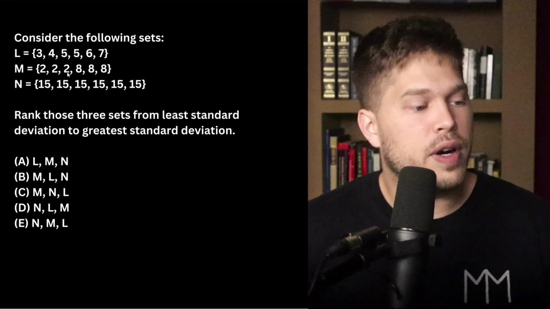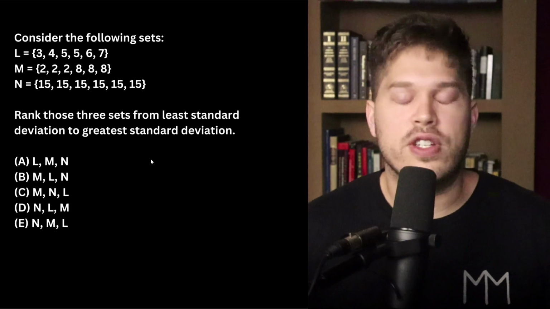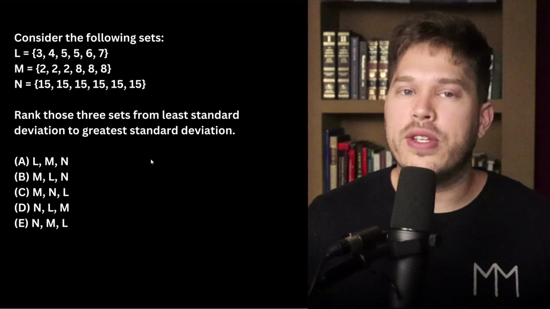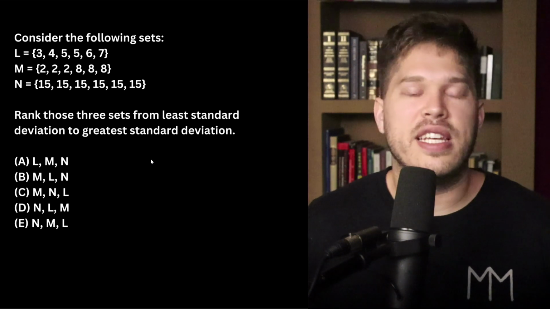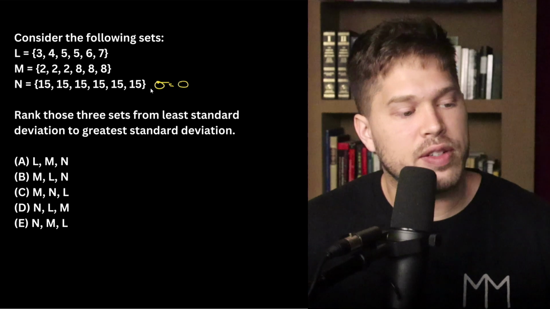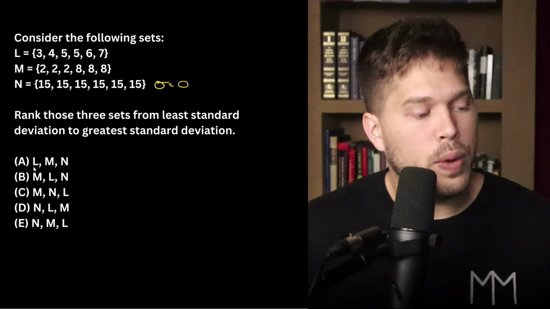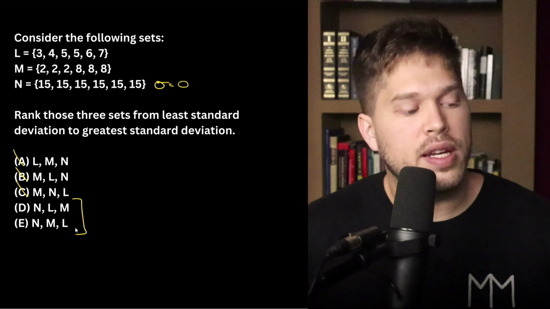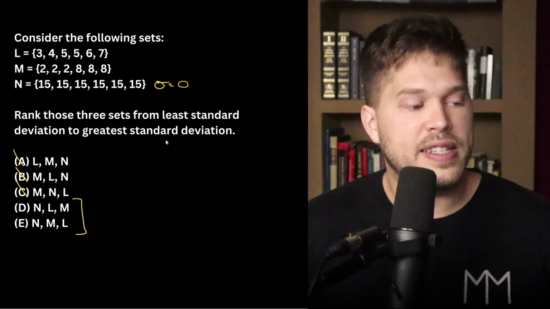Next question, consider the following sets, L, M, and N, and rank these sets from the least standard deviation to the greatest standard deviation. Again, we've already talked about this: to have a standard deviation of 0, all the values in your set need to be identical. And we see that N has a standard deviation of 0 as all the values in set N are identical. So we can already eliminate answer choices A, B, and C, and now we need to choose between D and E. So let's look at set L and set M.